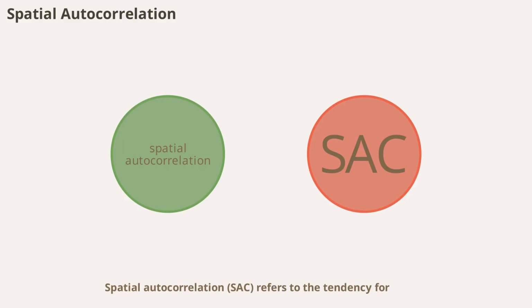Spatial autocorrelation, or SAC, refers to the tendency for environmental variables to be similar in nearby locations. This pattern is common in nature and can influence species distributions. However, not all geographic clustering is due to SAC. Other factors like biotic interactions or disturbance can also cause clumping. Advanced statistical methods such as autoregressive models and generalized linear mixed models are used to account for SAC in SDMs, helping to separate environmental effects from purely geographic ones.